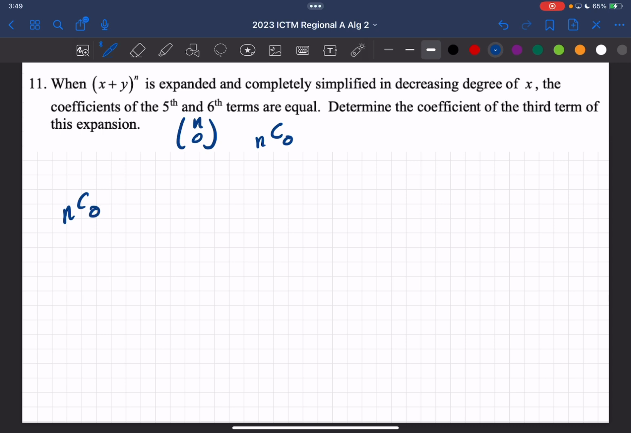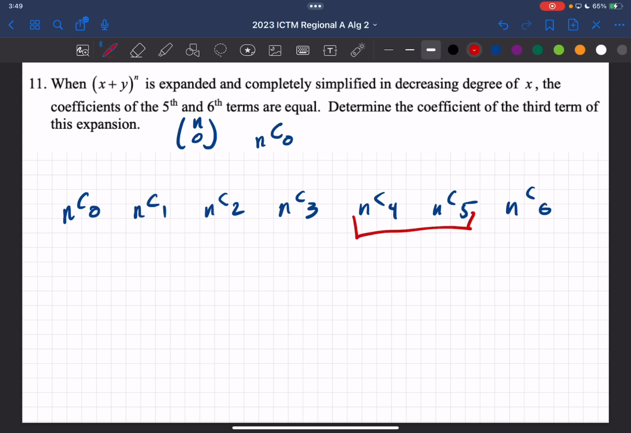Basically what they're saying is the fifth and sixth terms are going to be equal. So nC0, nC1, nC2, nC3, nC4, nC5, nC6. Now they say the fifth and sixth, so 1, 2, 3, 4, 5, 6. So that means these two are equal. That tells us that our middle is right here. So there's an equal number of these before this dotted line as there are after. So let's see, 0, 1, 2, 3, 4. Now if I count backwards, 5, 6, 7, 8, 9. So for this problem, n is equal to 9.